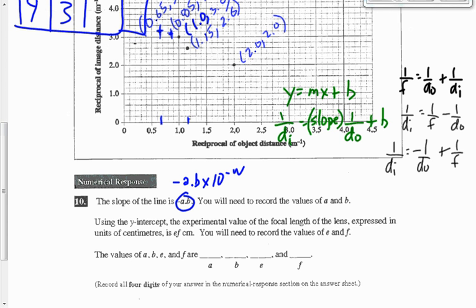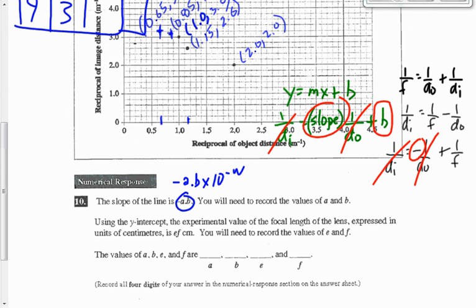Now let's start crossing things off that appear in both. 1 over di appears in both. 1 over do appears in both. What are we left with? Slope is equal to negative 1. Remember we said that when we did that activity? Slope was equal to negative 1 in this case. What do we find our slope to be? Negative 0.93. Is that within the realm of what we could expect to get? Sure it is. It's really close to negative 1, so that's reasonable.